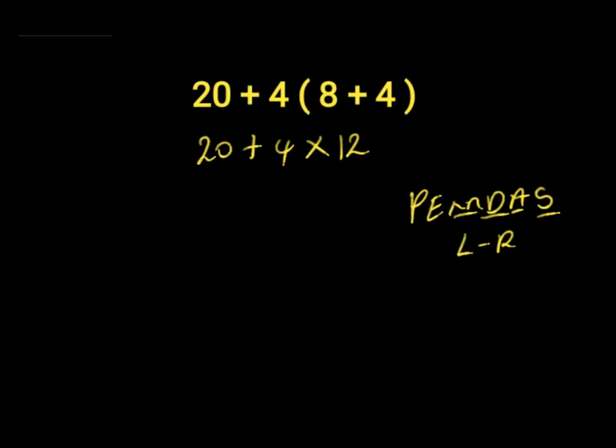4 times 12 will give us 48. Then we have 20 plus 48. 20 plus 48 will give us 68. 68 is the right answer to this question.